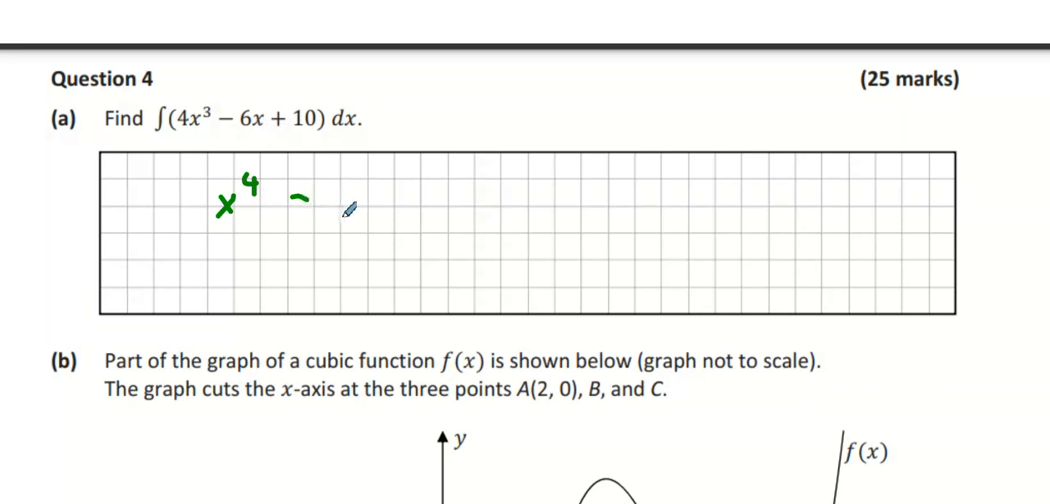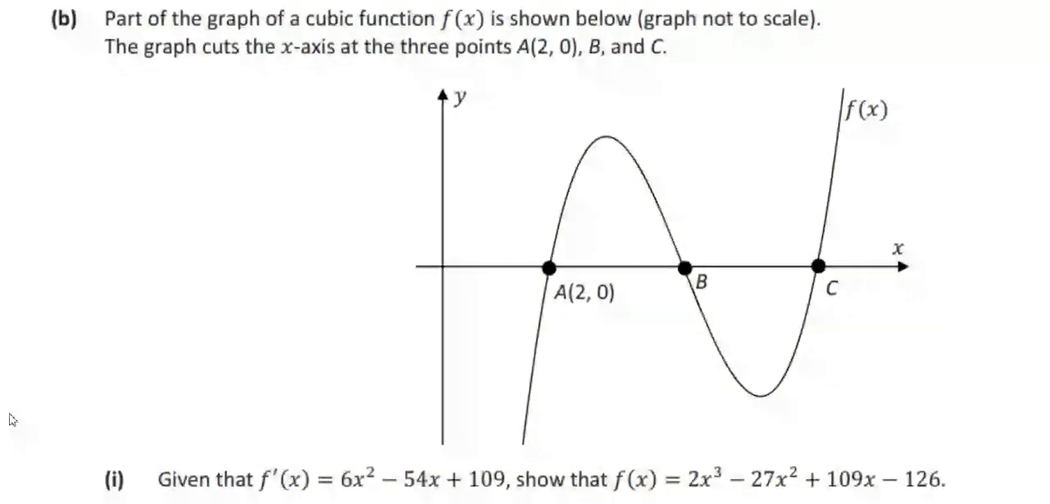Next thing, add a power onto this, so it's going to be 6x², but once again, you're dividing by the new power, and 6 divided by 2 is 3. So it's going to get your 3x squared. Then add an x onto 10, and don't forget your c value. Okay, good job. Now, the next question.